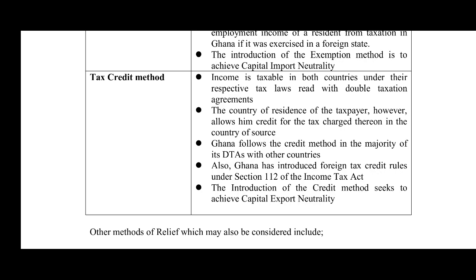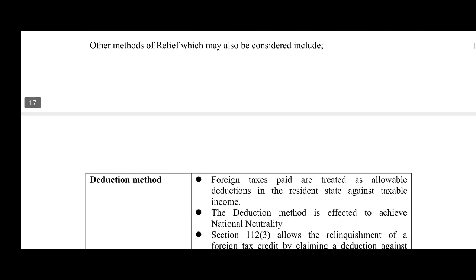So Ghana follows the credit method in the majority of its DTAs with other countries. Also, Ghana has introduced the foreign tax credit rules under Section 112 of the Income Tax Act. The introduction of the credit method seeks to achieve what we call capital export neutrality. So tax neutrality is the main reason why we introduce some of these things, or why we relieve people from double taxation. Now, there are other methods of relief which may also be considered.